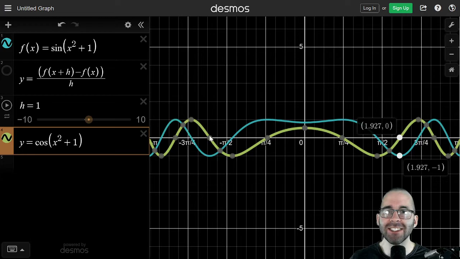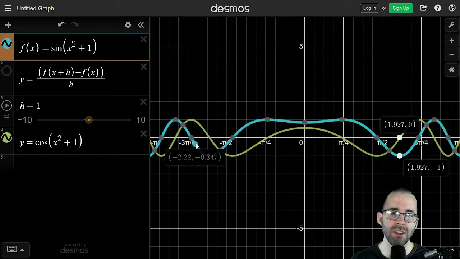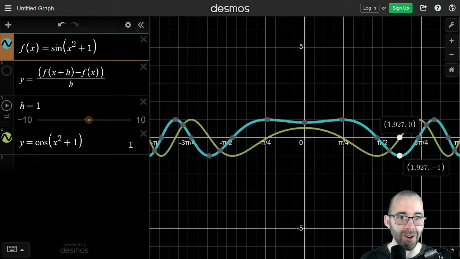All right, where does this fail? What's the problem here? All right, the green graph is positive right here. Green graph's positive here. That means that the blue graph should have a positive slope. Blue graph has a negative slope, so this can't be right. This is closer though.